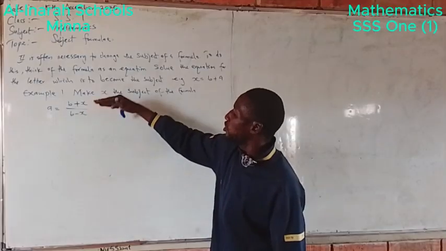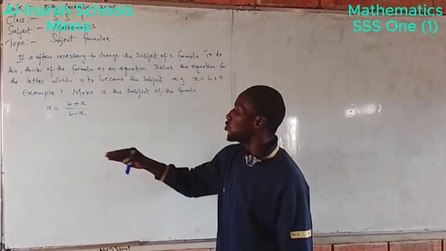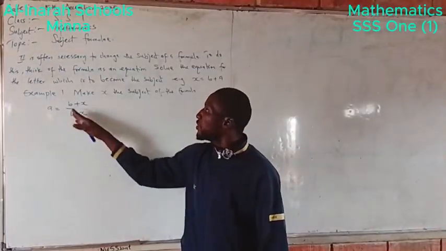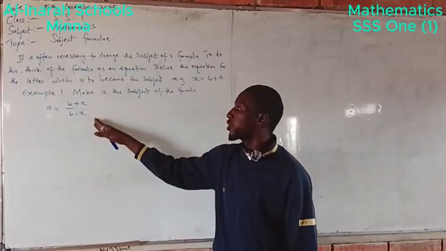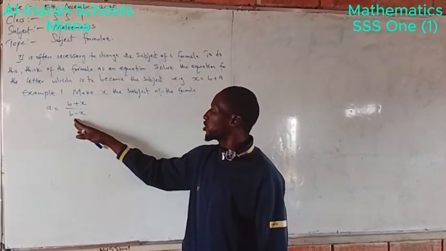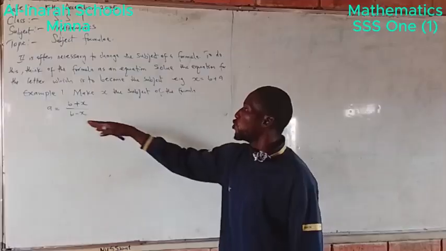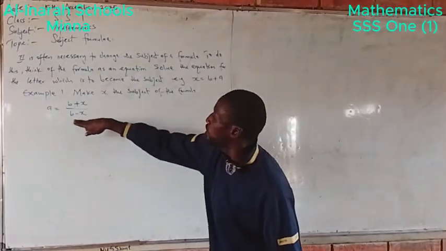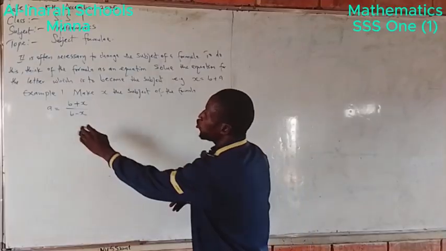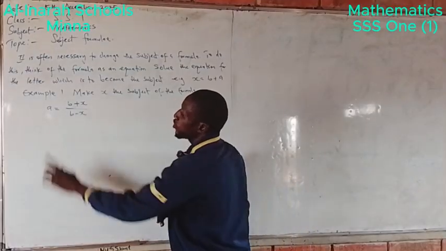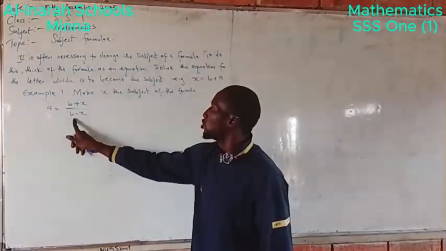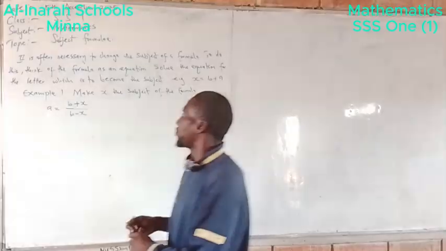The up one is called what? Numerator. While the down one is called what? Denominator. As far as the law of mathematics is concerned, whenever you are having a fraction like this, the law of mathematics says that we should clear the denominator, which is the fraction. We should do away with this down one. How can we do away with this down one? By multiplying both sides by the denominator, which is b minus x.